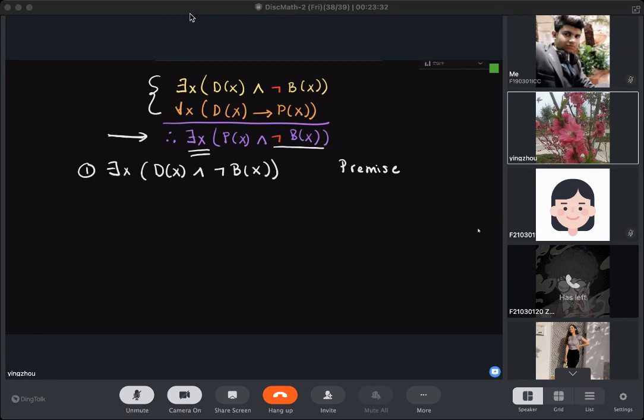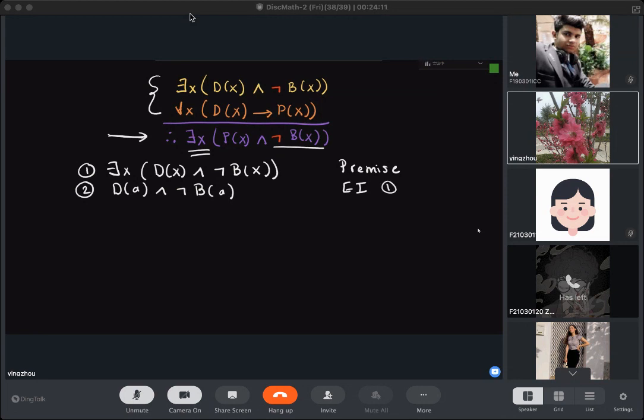What I don't like about that first premise is that there's a quantifier. Quantifiers are difficult to deal with, so that's why we have those new rules. One of those new rules says that if it's true for some element in the domain, then I can say it's true for a specific element in the domain. There exists some element a such that d(a) and not b(a). And that's EI, existential instantiation, from 1.